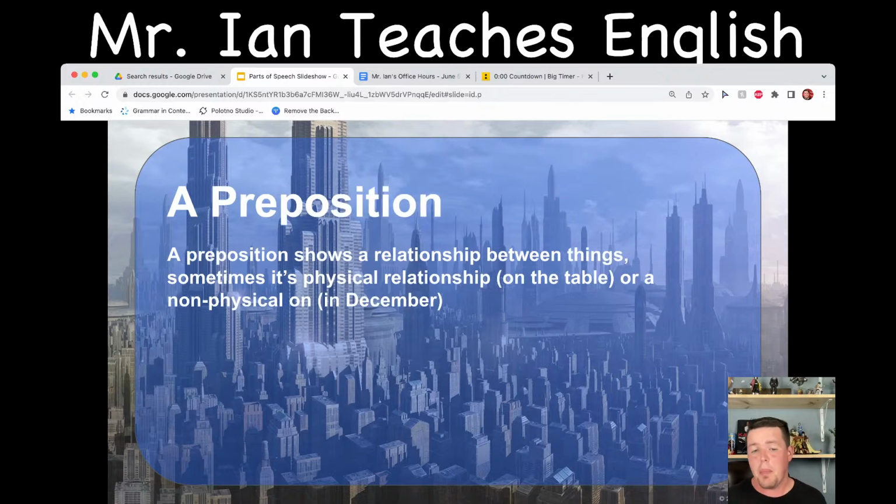Prepositions. Prepositions show a relationship between 2 things, sometimes physical, like where is the book? It's on the table, or non-physical, like when is your birthday? It's in December. Now, students spend a lot of time focusing on prepositions, and I'll be honest, I wouldn't. Not really. One question that students always have is, Mr. Ian, what is the difference between in, on, and at?